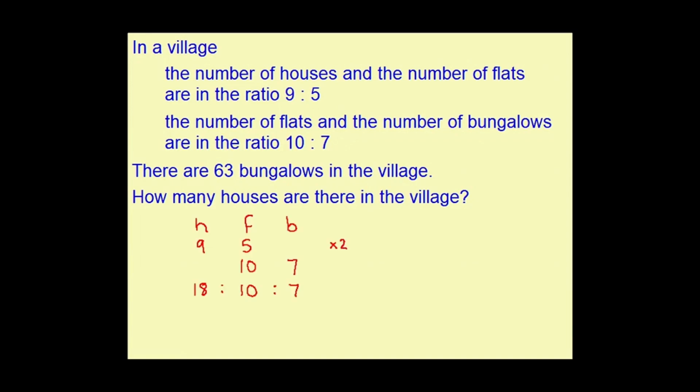So I've started this question in the usual way with my 3 headings, and I've worked out that we've got the ratio 18 to 10 to 7. I'm told there are 63 bungalows in the village, so we've got 63 here. Now what do we multiply 7 by to get 63? We multiply that by 9. I'm asked how many houses there are in the village, so I've got to multiply this by 9 as well. 18 times 9 is 162. So there are 162 houses in the village.